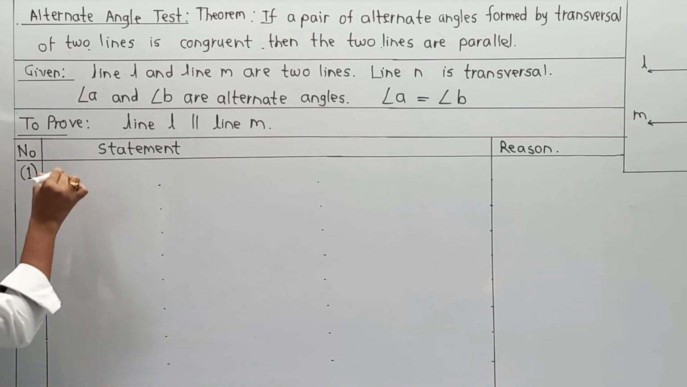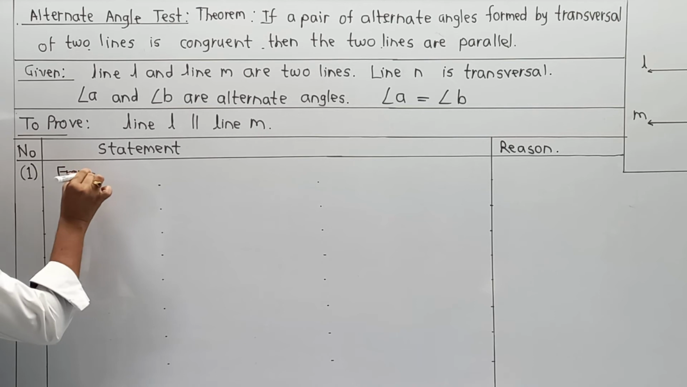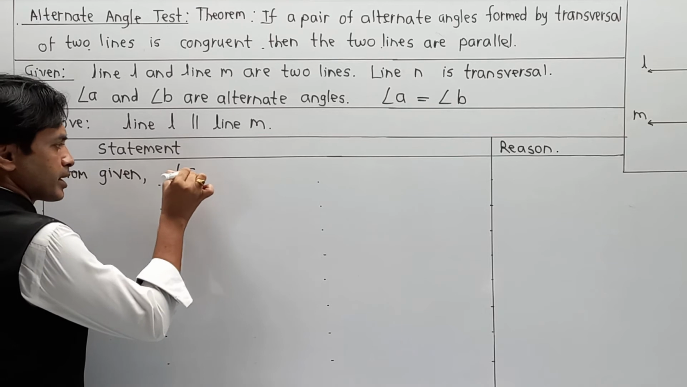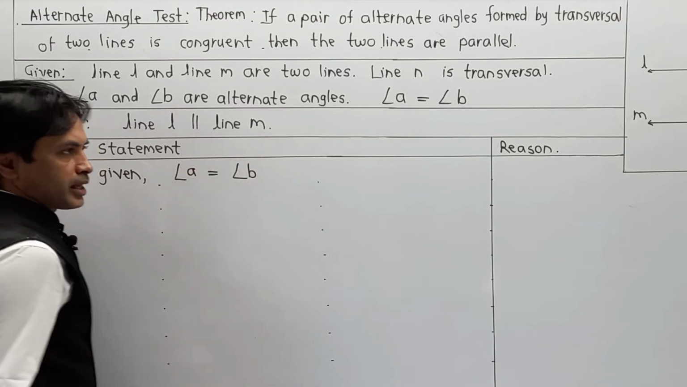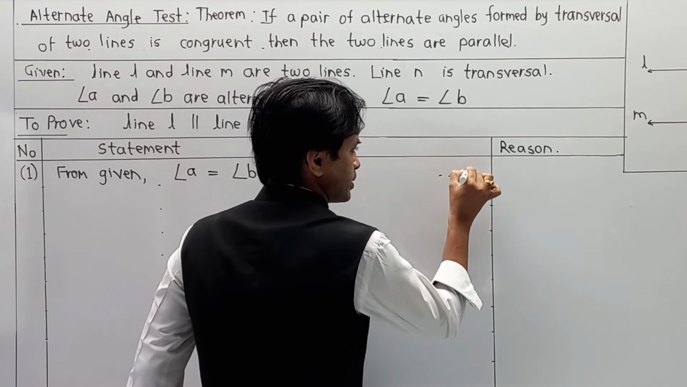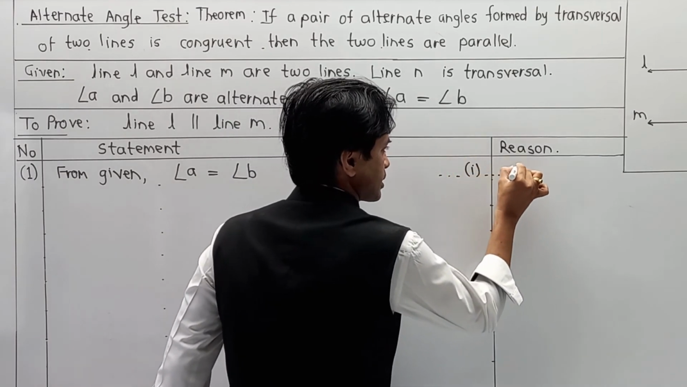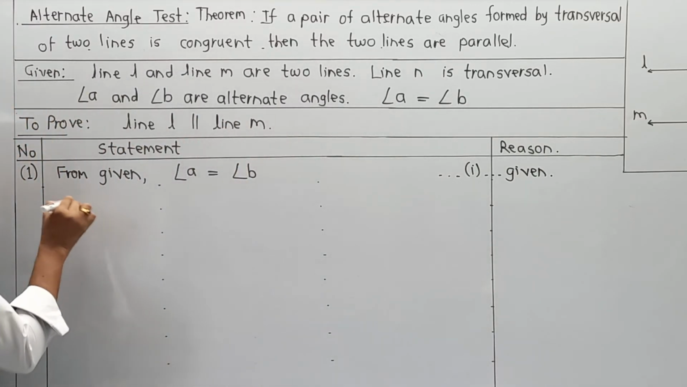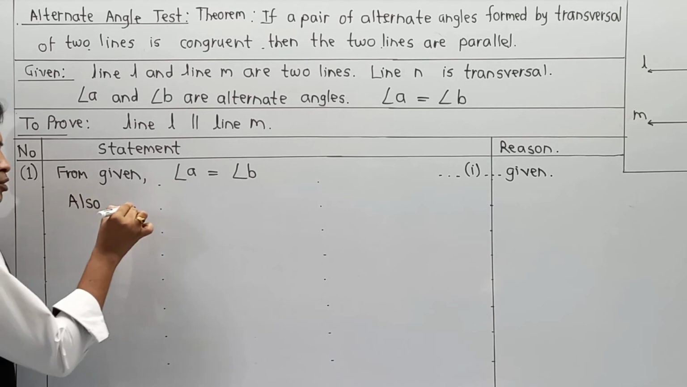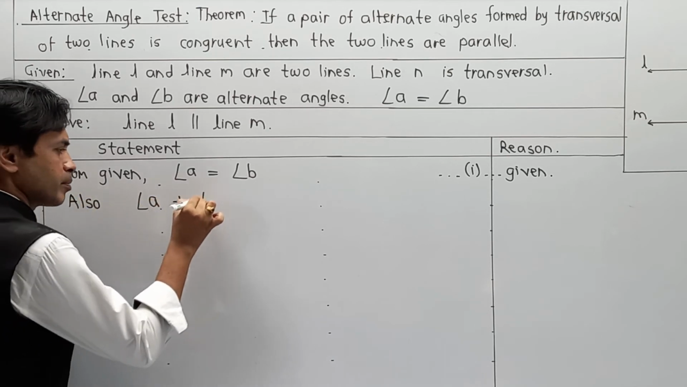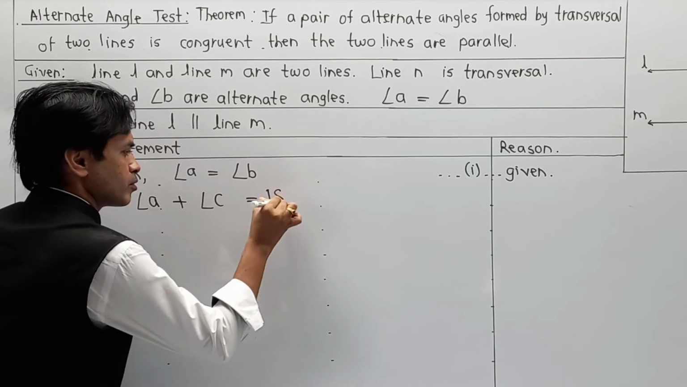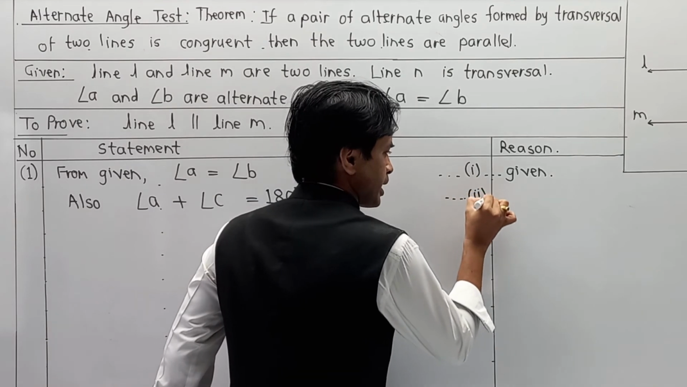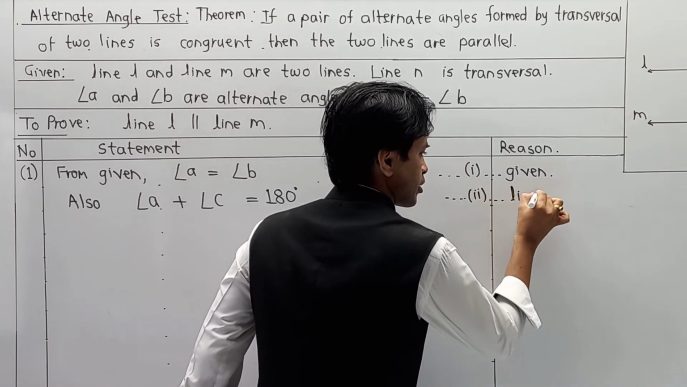So your proof is, first, from the given diagram, angle A equal to angle B. It is given, so I am going to call it equation number 1 and I am going to write the reason as given. Now second part, also angle A plus angle C is equal to 180 degrees. I am going to call it equation number 2 and give the reason, linear pair of angles.